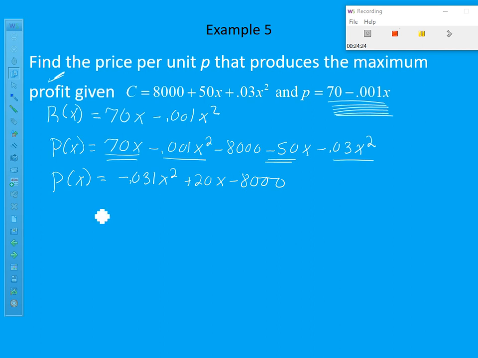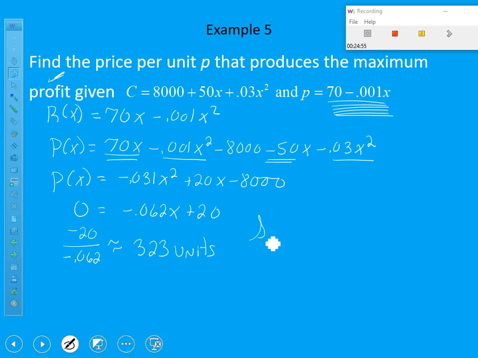Let's find this derivative: negative 0.062x plus 20. Let's set that equal to 0. Let's subtract 20, divide by negative 0.062, and get about 323 units. So we're going to sell about 323 units.